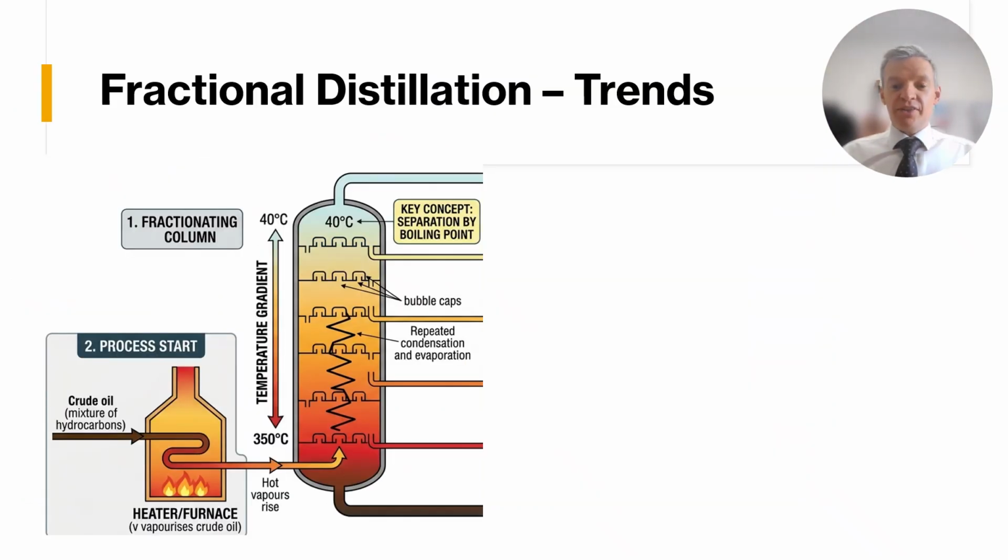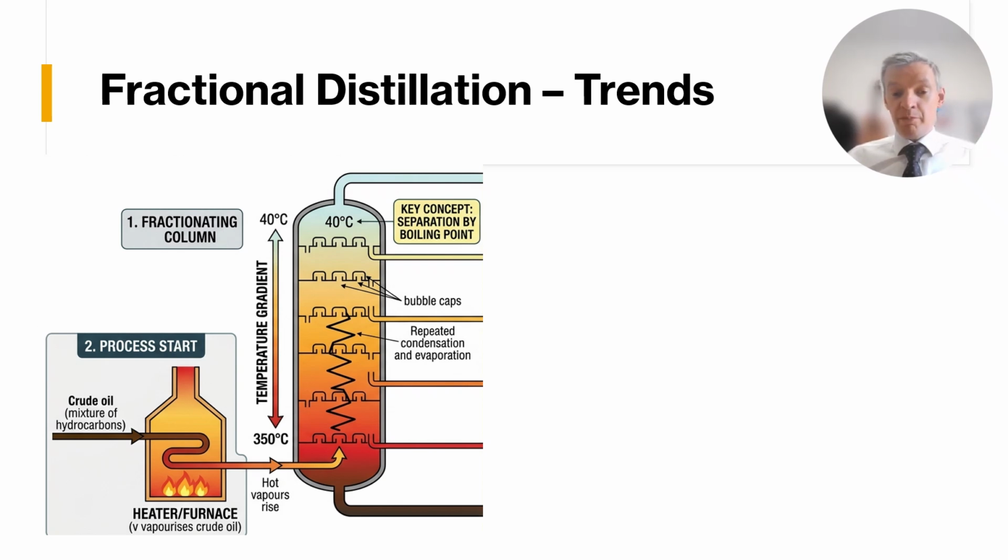So the last thing we're going to think about with the fractional distillation of crude oil is the trends of the different fractions in the fractionating column. And we're going to look at three in particular. We're going to look at boiling points, we're going to look at the colour, and we're going to look at the viscosity of the different fractions.